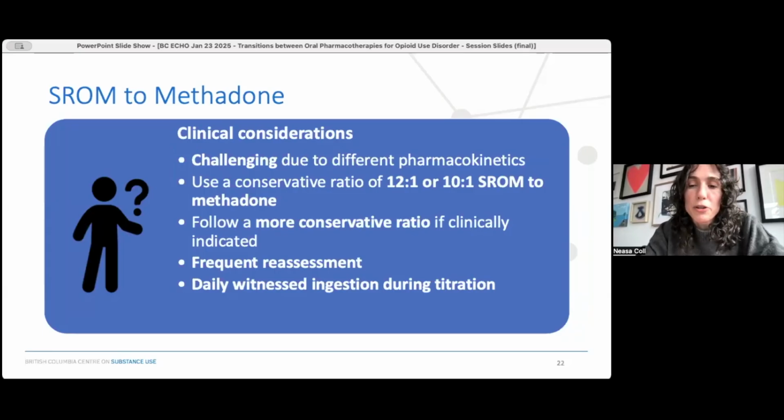So what we're trying to do here is avoid inadvertent methadone toxicity because pharmacokinetics are quite different, both in terms of half-lives as well as deposition in body fat and liver metabolism. So frequent reassessment during these transitions is important, either virtually by phone or in person if possible. And a reminder that full agonists should be daily witnessed during titration. So for patients who've had take-home doses, it is critical they understand that during the transition period for close monitoring, daily witnessed ingestion is expected.